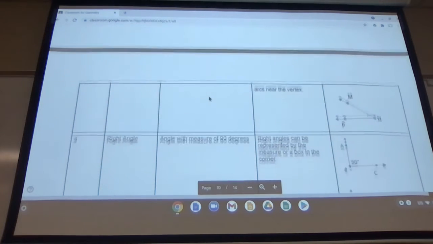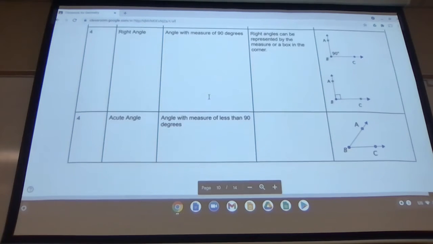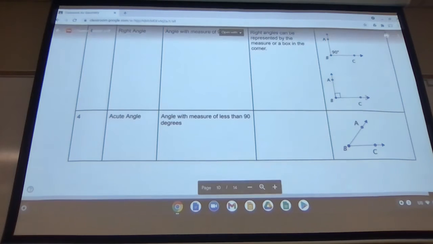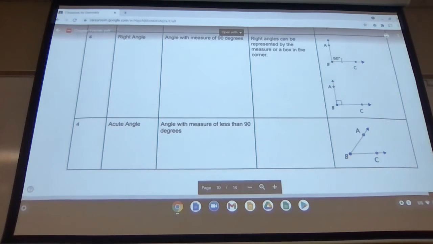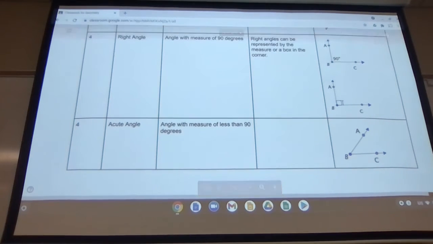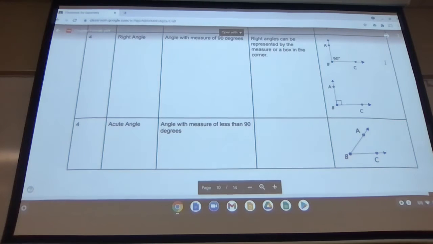All right, last part should be something you've seen before. Right angle is going to be a 90-degree angle. To show it's a 90-degree angle, we can either put 90 degrees in the corner or they can put the little box in the corner. They will do it both ways. Probably you'll see the box more often than anything. But that's a right angle. It's going to be exactly 90 degrees.